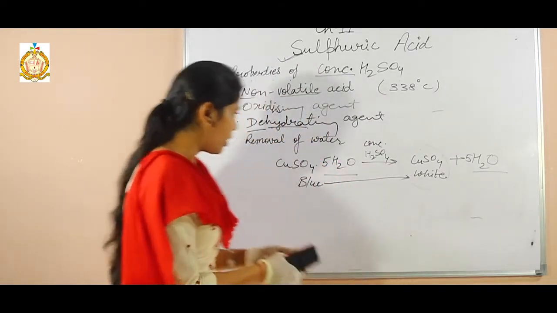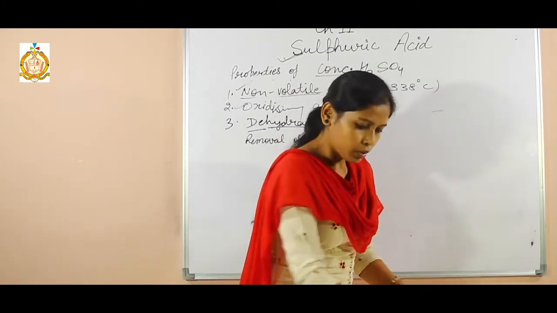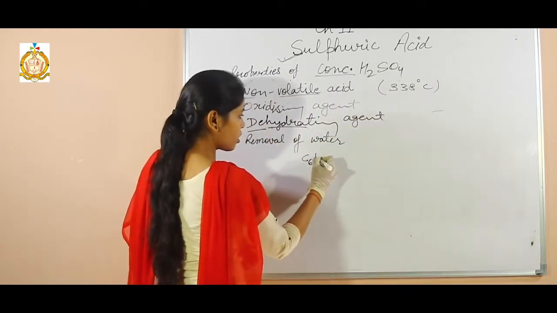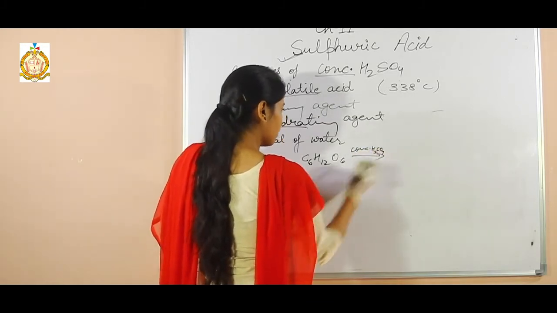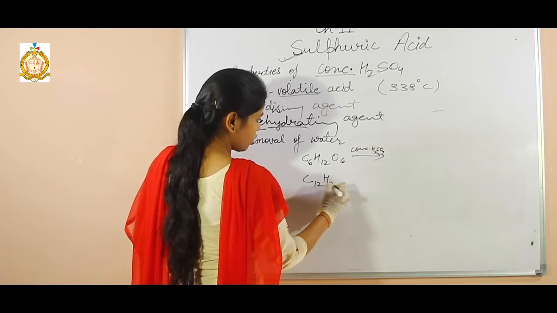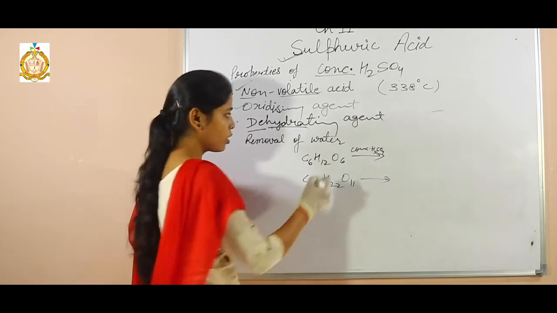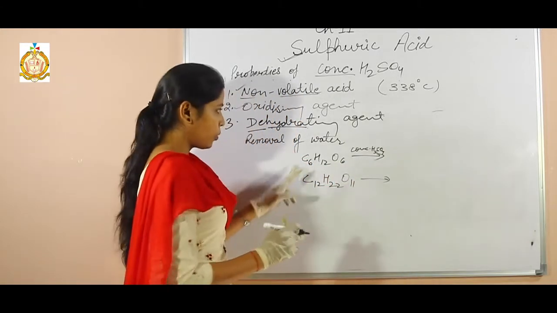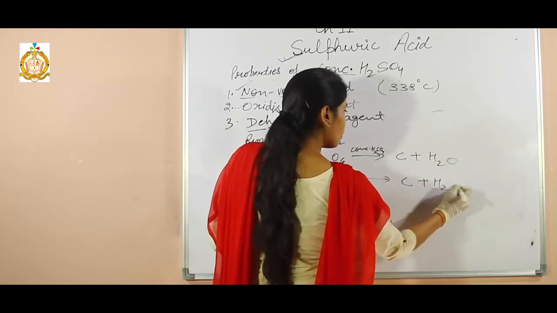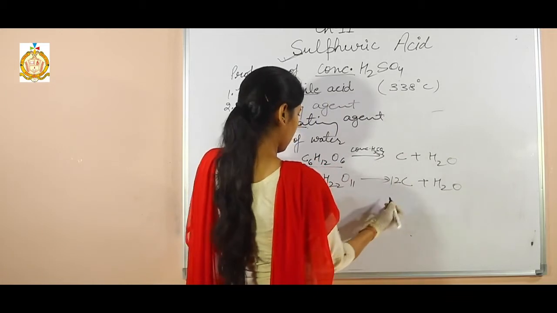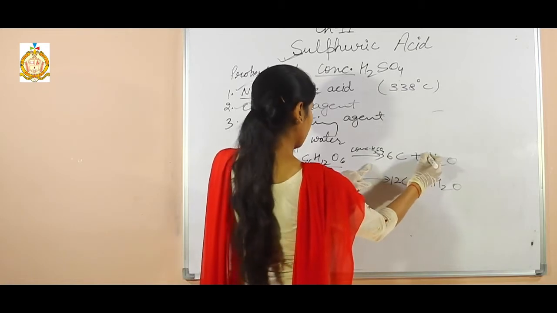Another one is next, removal of water from sugar. When sugar, you can take glucose, C6H12O6. When concentrated sulfuric acid is added, and C12H22O11, cane sugar. This is cane sugar. This is glucose, and products will be the same. It will change into carbon plus water. This is also carbon plus water, and balance it: 12, and here will be 11, and here 6 and 6.